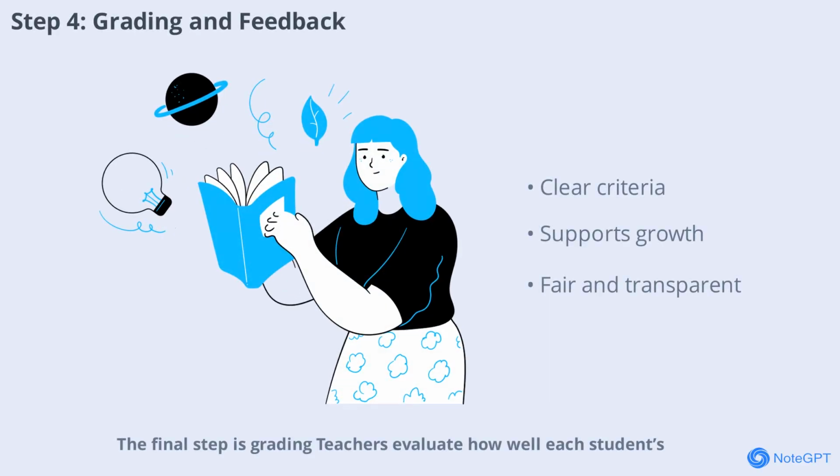The final step is grading. Teachers evaluate how well each student's actual learning matches the intended outcomes using clear criteria. Feedback is crucial here. It helps students understand their strengths and areas for improvement. Grading isn't just about assigning a number, it's about supporting learning and growth. When students know exactly what's expected and how they'll be assessed, the process feels fair and transparent.